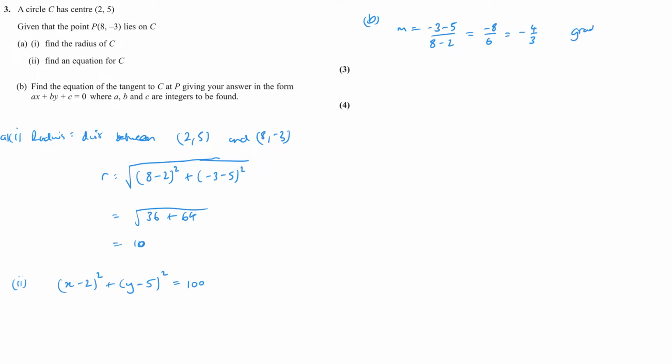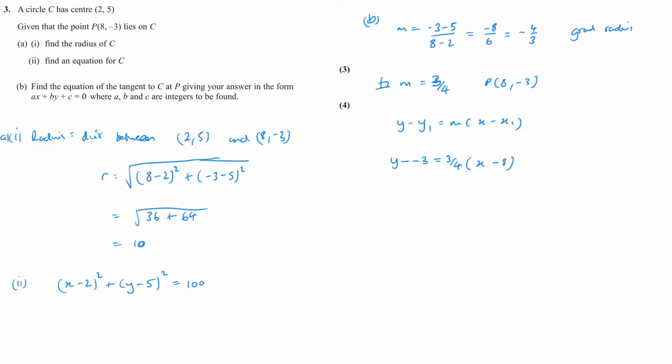So that was the gradient of the radius. And we want the perpendicular gradient, so that is 3/4. And then we have the point P, which is 8, minus 3, and then we stick that into y minus y1 equals m times x minus x1. So that's y minus minus 3 equals 3/4 times x minus 8.